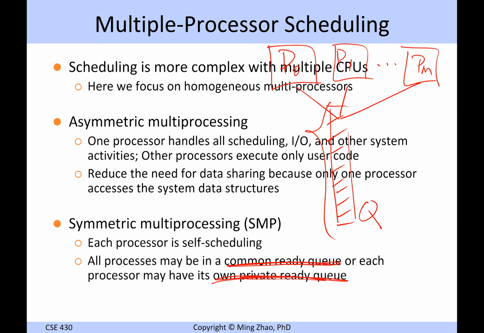Or we can actually use multiple queues. We can convert this single queue to multiple queues, so that we can use different scheduling algorithms, such as round robin or first come first serve. Okay, so you got the idea, right?